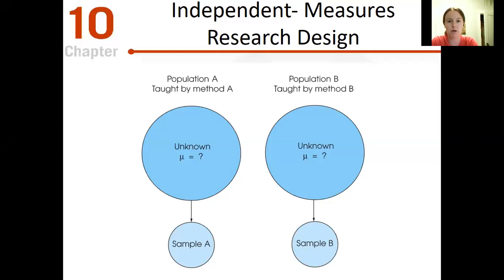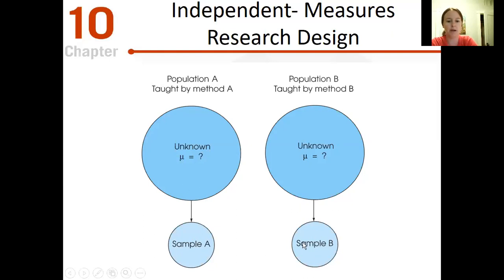What's different about this one? Well, basically now we have two groups and we want to see if they are statistically different from one another because we've treated them differently in our experiment or in our research study. So here's your basic research scenario for a two sample t-test. Here's sample A coming from population A. In this case, they're being taught by a certain method, method A.